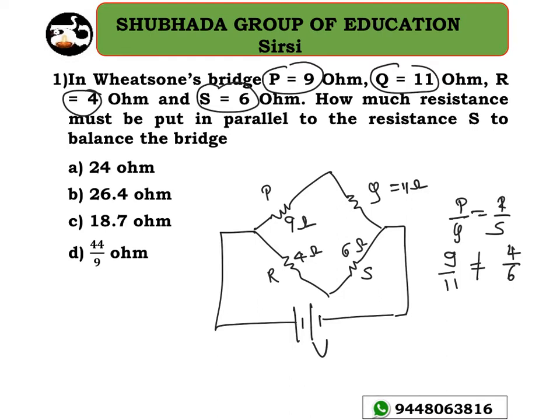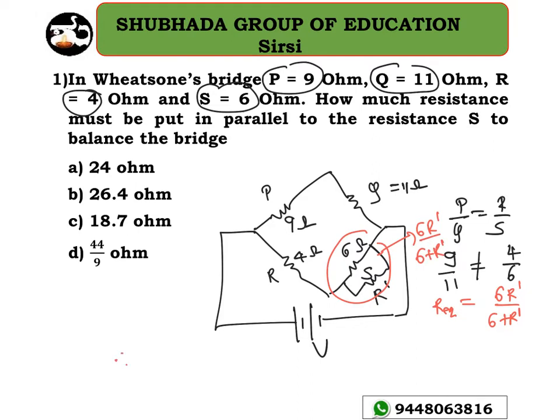Okay, so for that we need to connect extra resistance. Say we are connecting some resistance R dash in parallel with S. So now the equivalent of those two, as they are connected in parallel, R equivalent of them must be equal to 6 into R dash divided by 6 plus R dash, correct? So now instead of this I have to use 6 times R dash divided by 6 plus R dash. So let me use this now.